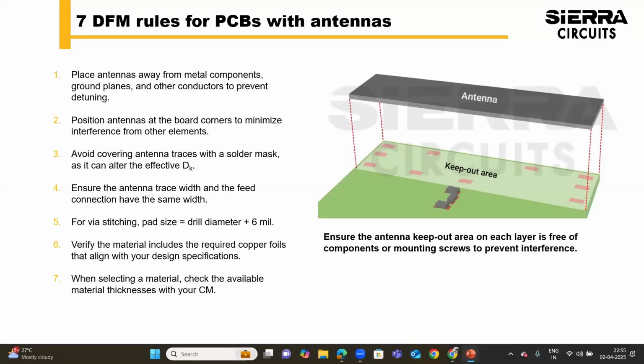For via stitching, the pad size should be drill diameter plus 6 mils. Also verify if the material has the required copper foils that align with your design specification. And another important step is when you select a material, check the available material thicknesses with your manufacturer.